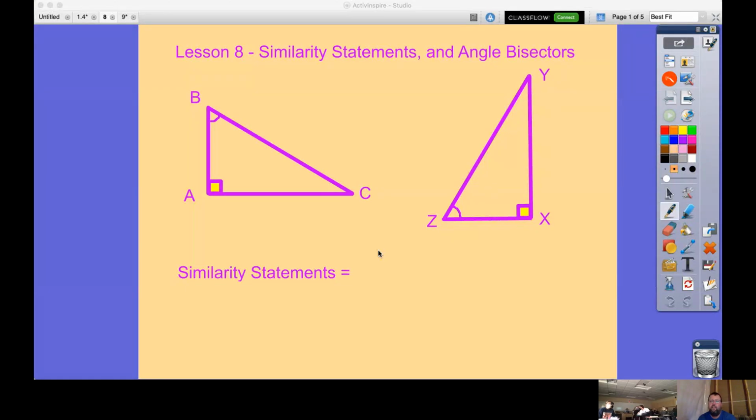All right, lesson 8, here we go. Get this stuff copied down. Get the pictures copied down, and then we're going to talk similarity statement in just a second here.